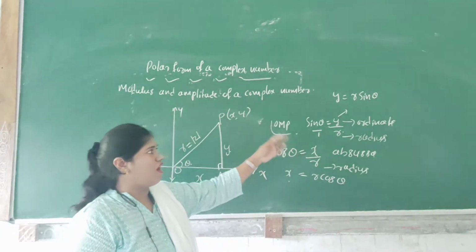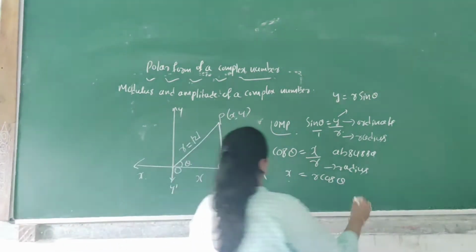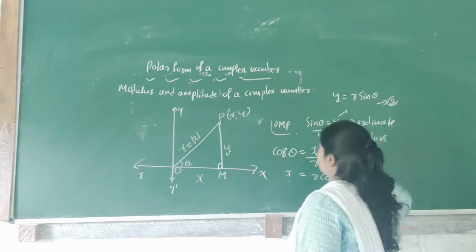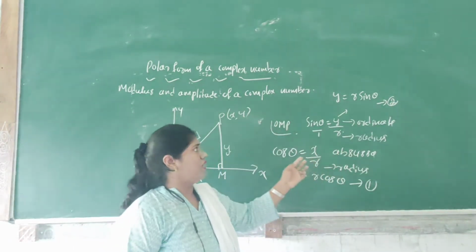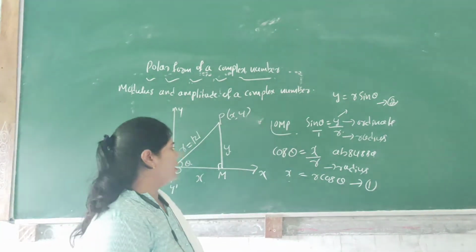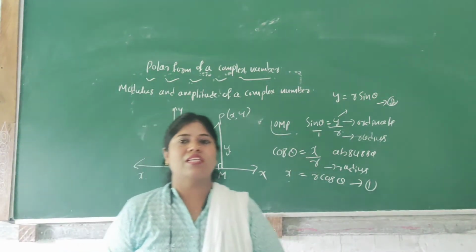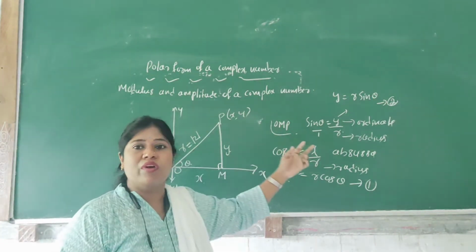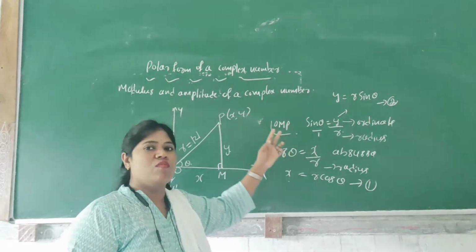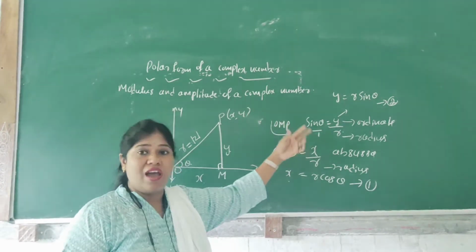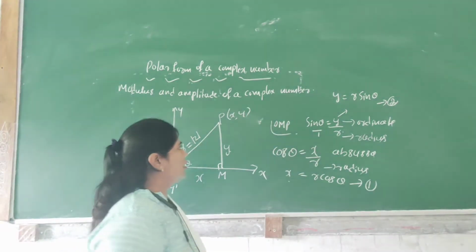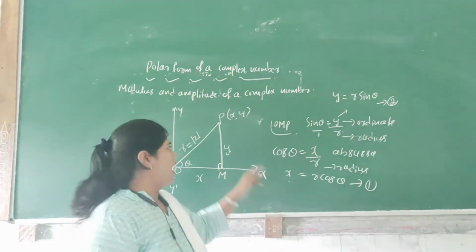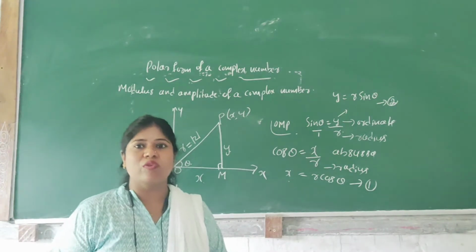y is equal to r sin theta. If we substitute x equals r cos theta and y equals r sin theta in the equation z equals x plus iy, every complex number can be expressed in the form r (cos theta plus i sin theta), where r is called the modulus of the complex number and theta is called the amplitude or argument of the complex number.